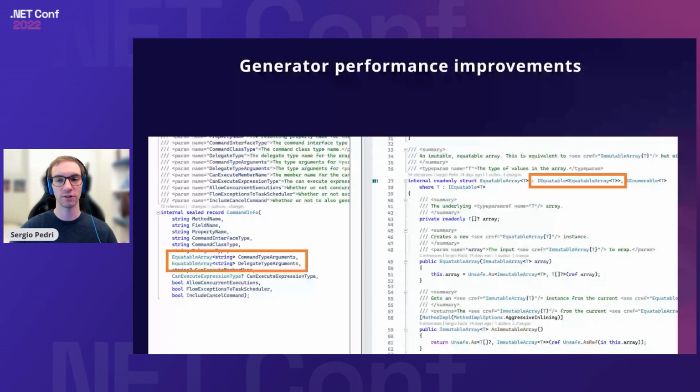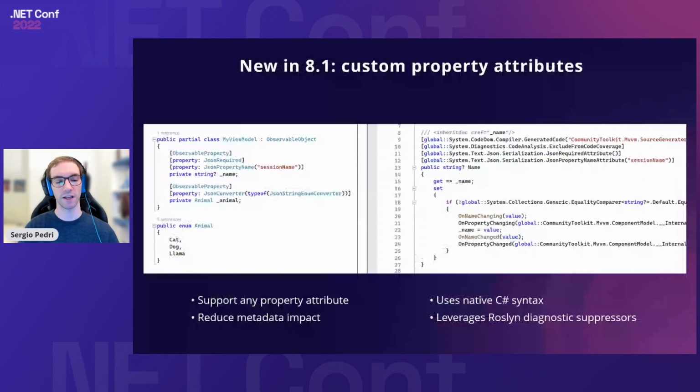Now, I actually want to move on to new features that you can use directly. And so the biggest one in 8.1 is the fact that we added support for custom attributes for generated properties. This means that you can now use the property target in an attribute list on a field that's annotated with observable property, and this will cause the generator to forward those attributes over to the generated property. So for instance, you can see here we have this name field that's annotated with observable property. We have a couple of JSON attributes that are using the property target, and you can see them being forwarded over to the generated property. Now, this was actually one of the most requested features, so we're happy to say that it's finally available.